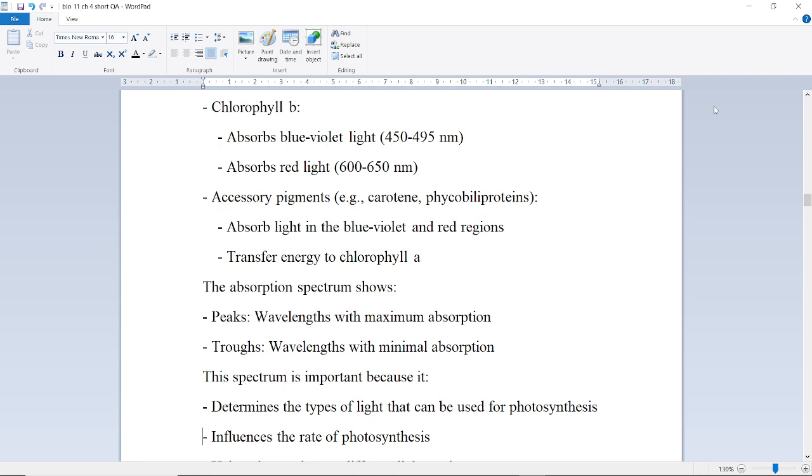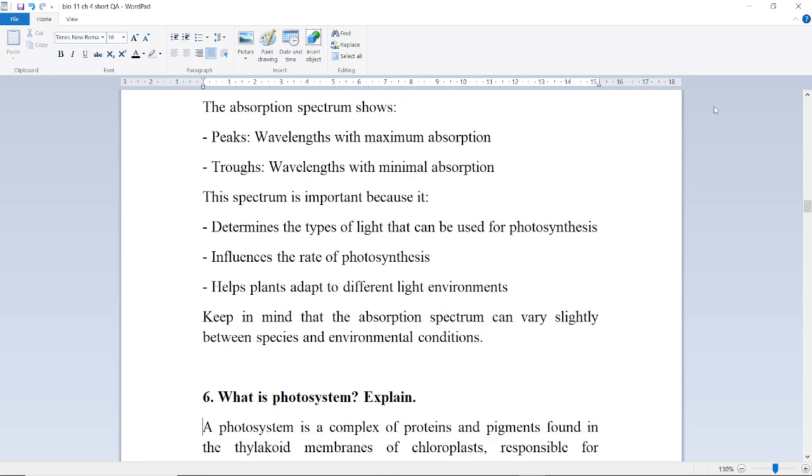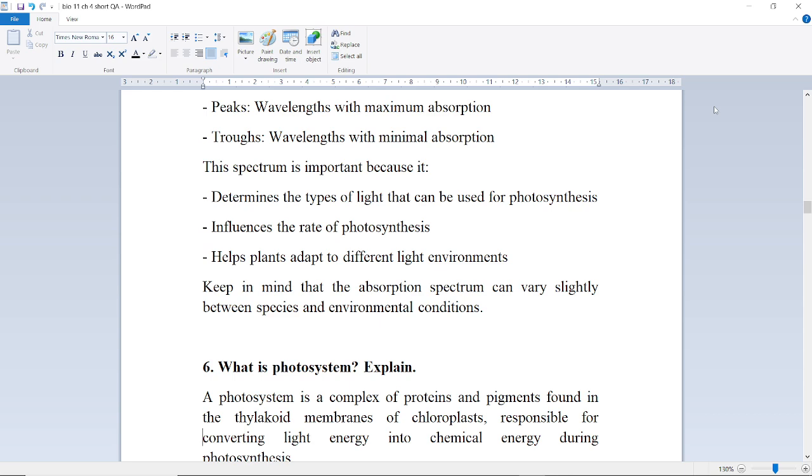The absorption spectrum shows peaks, wavelengths with maximum absorption, and troughs, wavelengths with minimal absorption. This spectrum is important because it determines the types of light that can be used for photosynthesis, influences the rate of photosynthesis, and helps plants adapt to different light environments. Keep in mind that the absorption spectrum can vary slightly between species and environmental conditions.